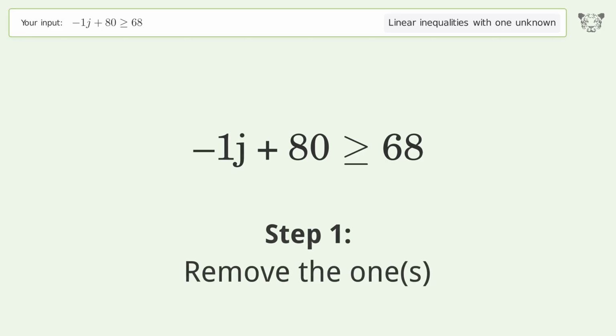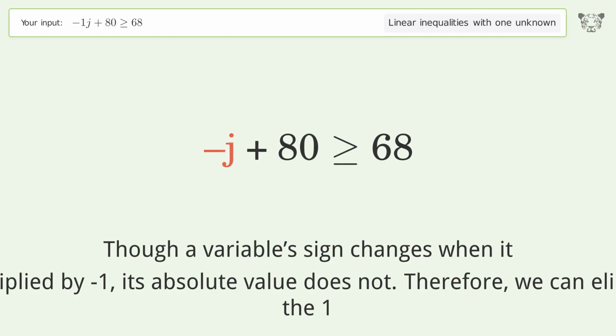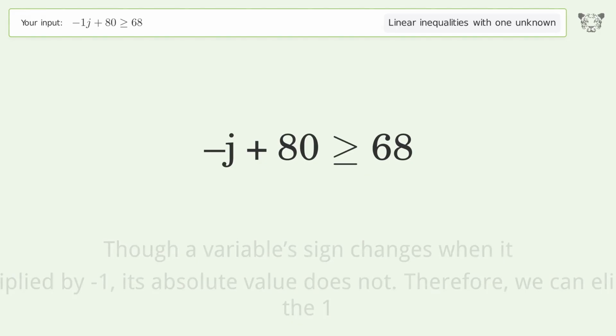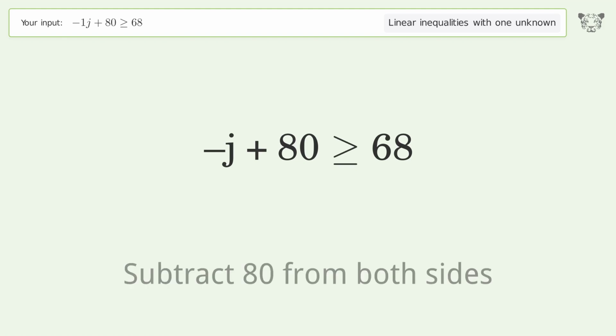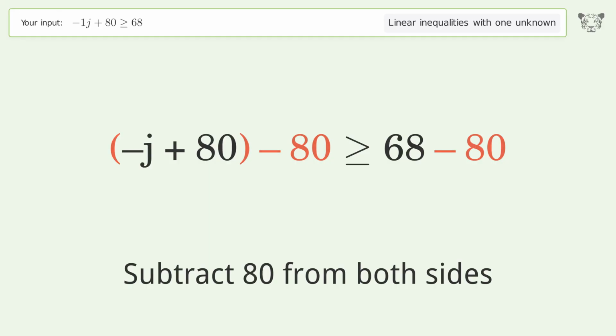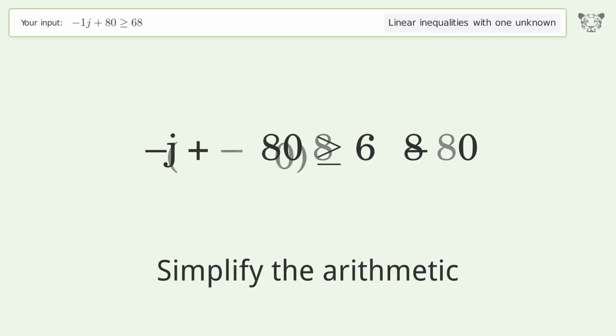Remove the ones. Though a variable sign changes when it is multiplied by -1, its absolute value does not. Therefore, we can eliminate the 1. Group all constants on the right side of the inequality. Subtract 80 from both sides. Simplify the arithmetic.